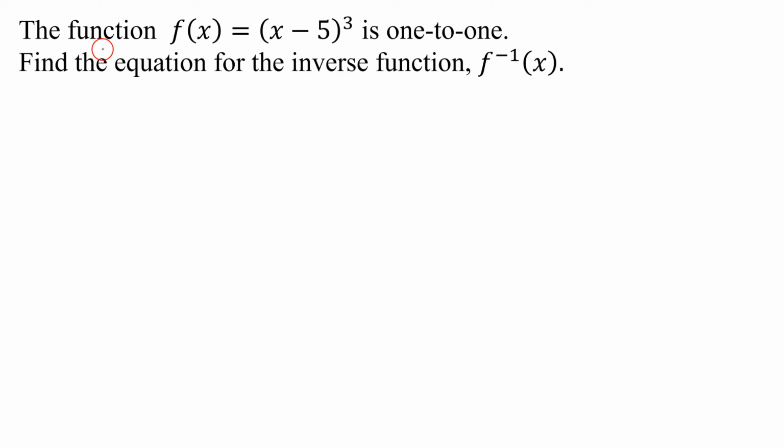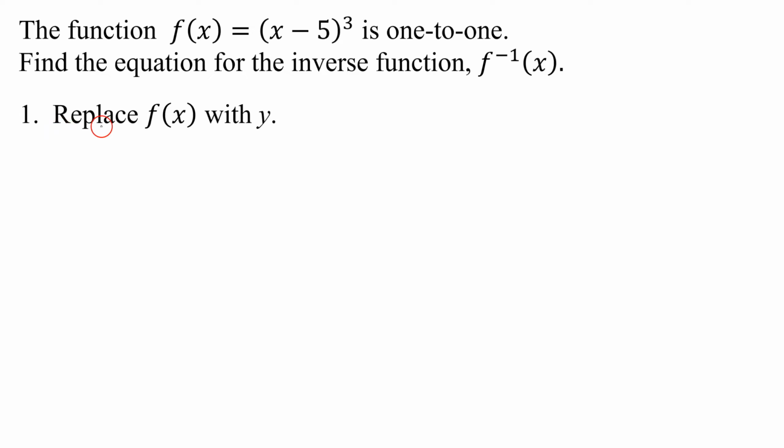In this problem, we're given a function f of x equals the quantity x minus 5 all cubed. And we're also told that the function is 1-to-1. If a function is 1-to-1, it means that the inverse is a function. And we are asked to find the equation for the inverse function, which is written with this notation.